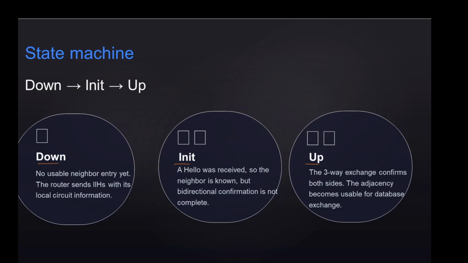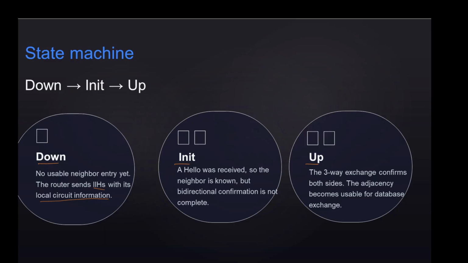The Down state is the initial state where the adjacency process starts. In the Down state, no neighbor has been discovered yet. The router sends its hello messages, or IIH, but it hasn't received any neighbor hellos. That's when the router stays in the Down state.